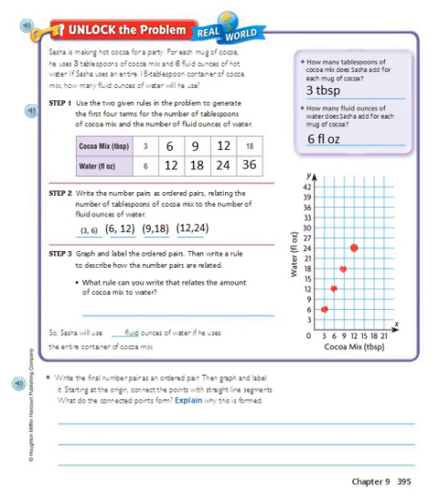So we have to look at the next ordered pair to see if we're adding by 3 or multiplying by 2. 6 plus 3 is not 12. But 6 times 2 is 12. So if we're not adding, we have to be multiplying by 2. Let's make sure it works for the rest of our points. 9 times 2 is 18. 12 times 2 is 24. So our rule has to be multiply the number of tablespoons of cocoa mix by 2.